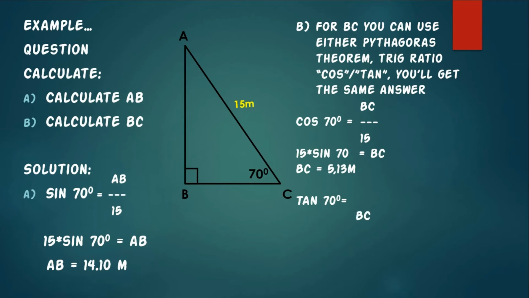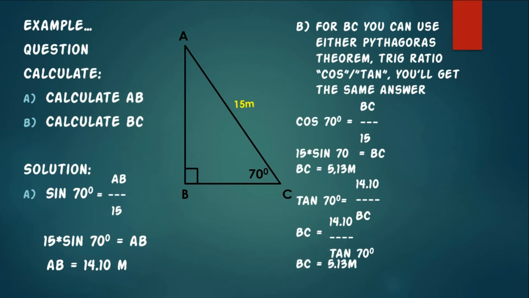So how do I use tan? You cross multiply again. From tan 70 is equal to 14.10 over BC, you will get BC tan 70 is equal to 14.10. Then BC will be equal to 14.10 over tan 70. I hope you understand. Therefore my BC is 5.13 meters.